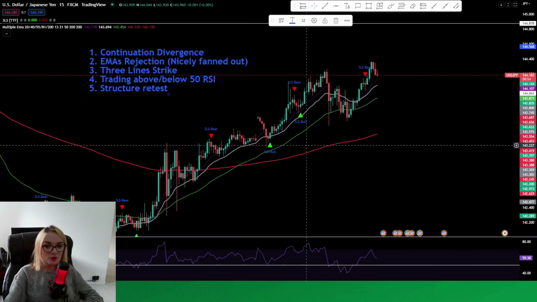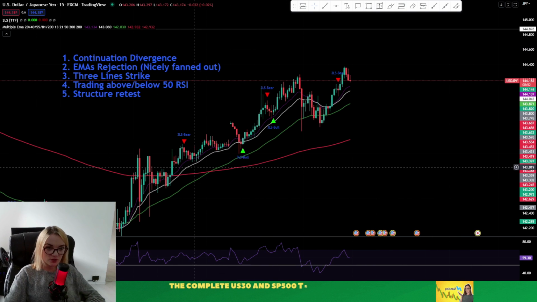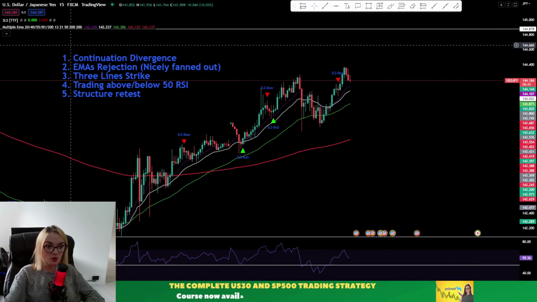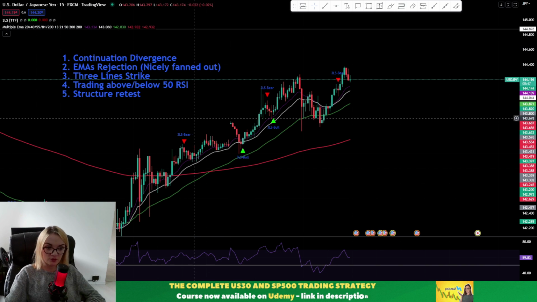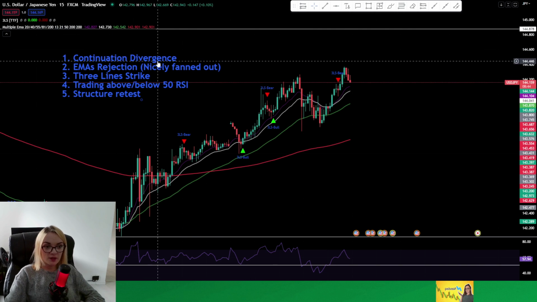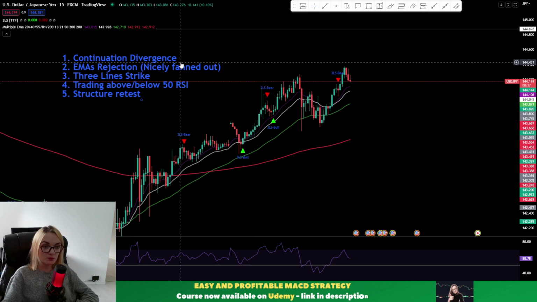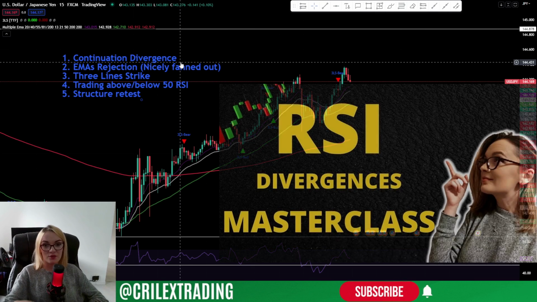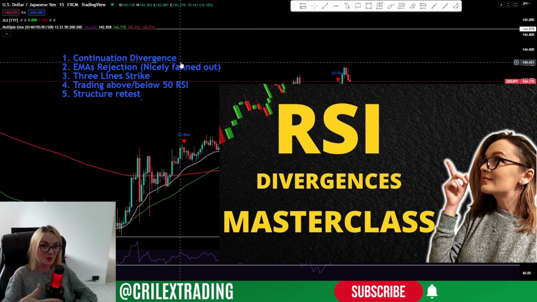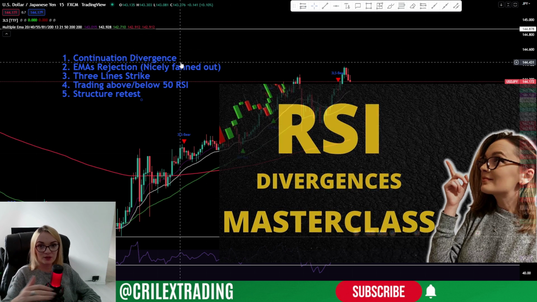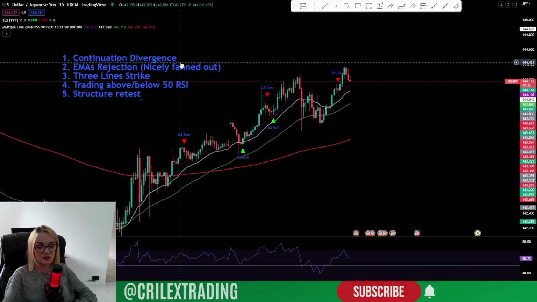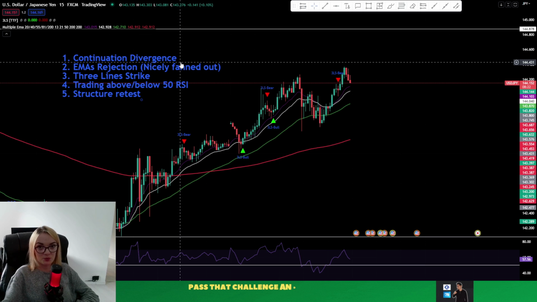Alright, now in order for me to open a buy or a sell position, I have to have at least 3 of the 5 confluences written right here. So first of all, I am looking for continuation divergences for these continuation trades. And if you don't know the differences between the continuation and the reversal divergences, please take a look at the divergences masterclass on our channel, because there you will see all the differences and all the requirements for a divergence to be a continuation or a reversal one.